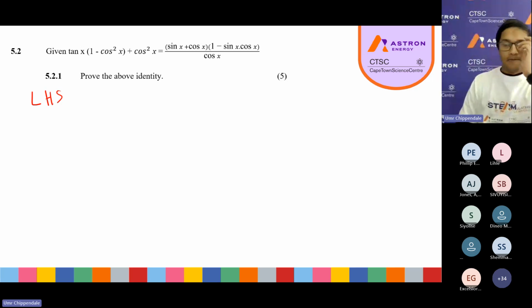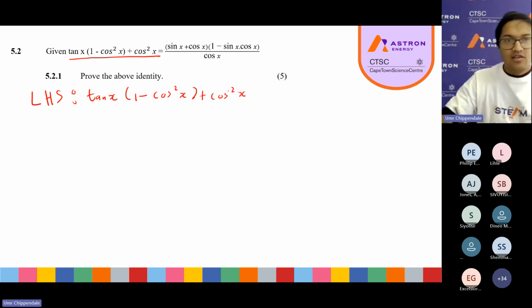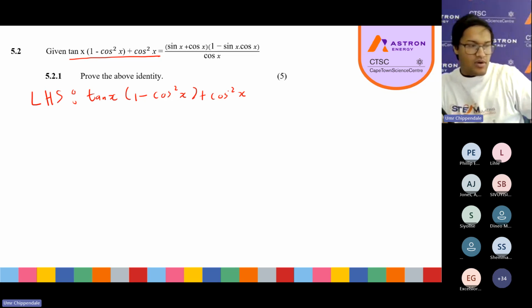Okay, so let me show you what we have over here. Thank you for answering. Okay, we're going to choose the left-hand side. What is the left-hand side? We are going to say this is the left-hand side here: tan x times (1 minus cos squared x) plus cos squared x. That needs to eventually equal our other side that we have.